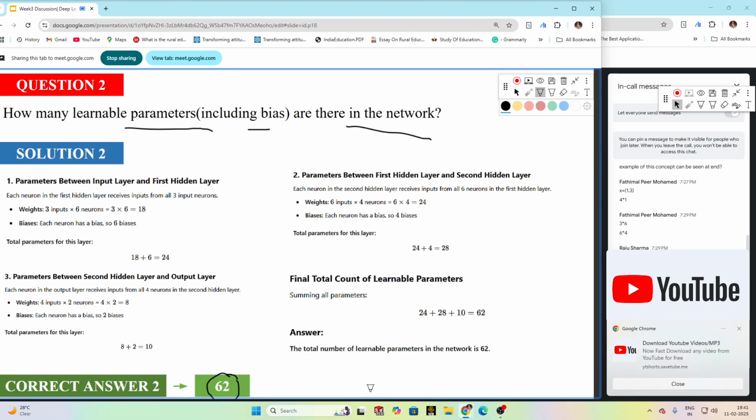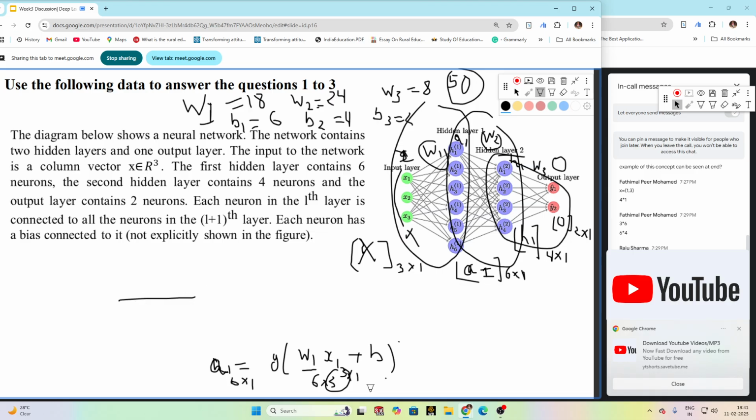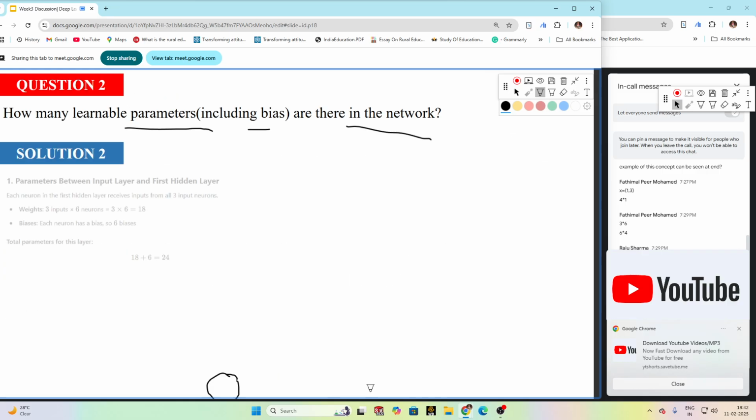Is it clear to all of you? How many learnable parameters? For weights, we go with the dimension of the matrix. For biases, we have to look not at the input layer but at the hidden layer and the output layer, for each neuron. So the total number of learnable parameters is 50 plus 12, that is 62: 50 for weights, 12 for biases.